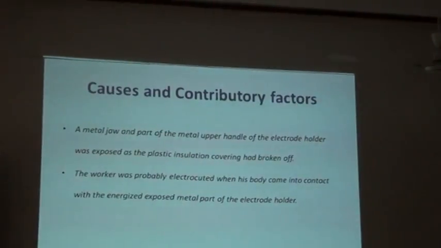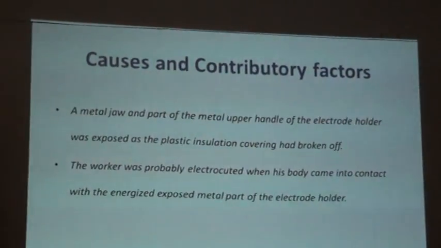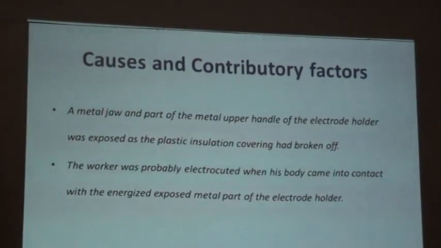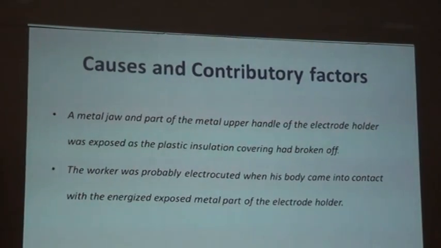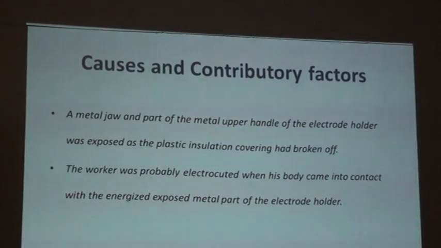Sometimes we see in many site reviews that the ELCB is used, but it's a faulty device. It's not working. And sometimes the grounding terminal in the plug top is removed. So these are some of the reasons. But here you have the metal jaw, the metal upper handle of the electrode holder, which was exposed. That is, the plastic insulation cover had broken off. The worker was probably electrocuted when his body came in contact with the energized exposed metal part of the electrode holder. So that means the grounding has not worked, the ELCB or the RCCB has not worked.